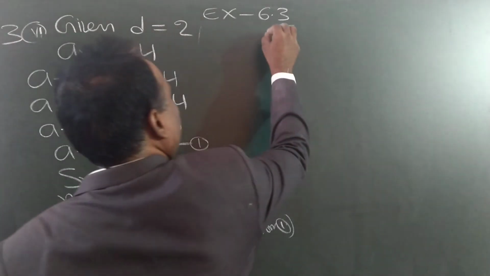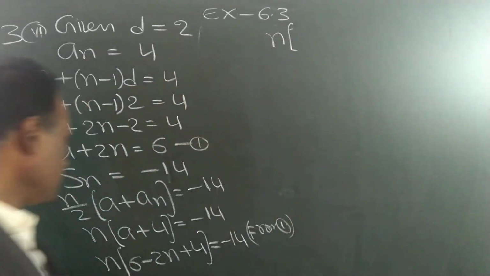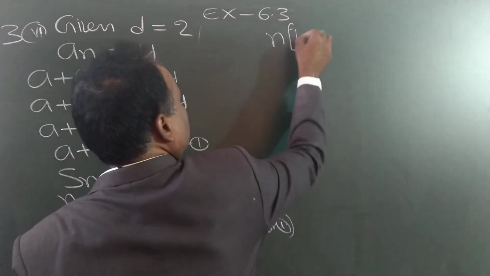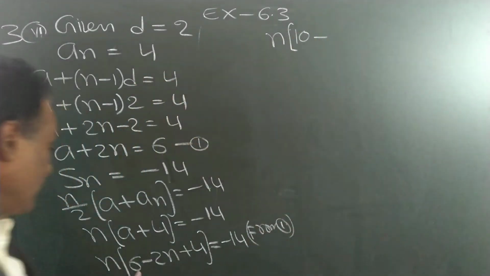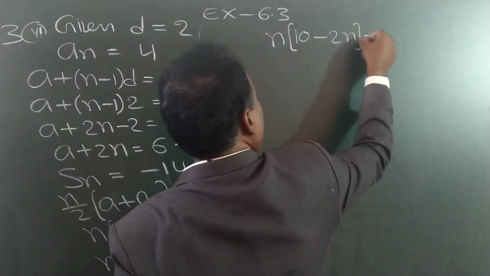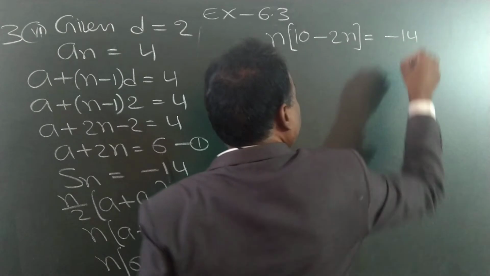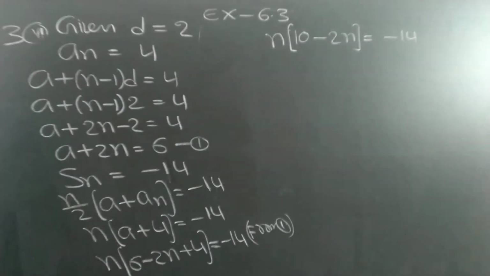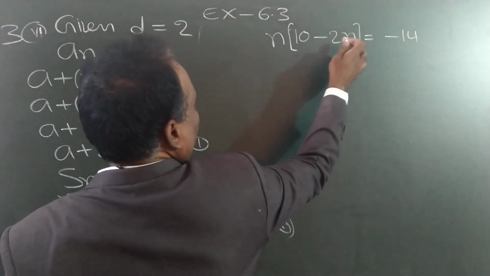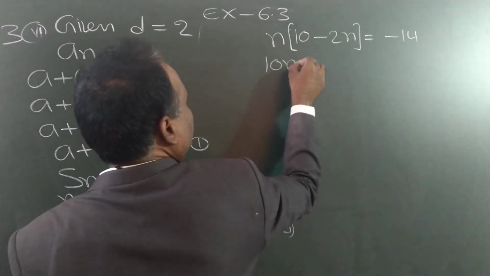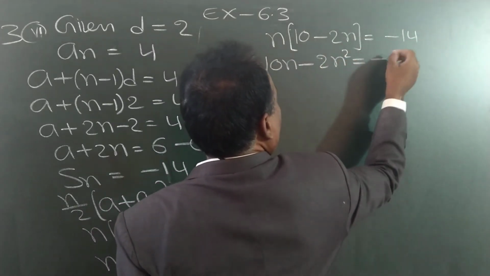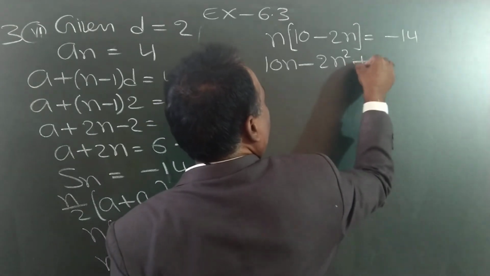Now, n into 6 plus 4, 10, 6 plus 4, 10 minus 2n, is equal to minus 14. 6 plus 4 is 10. Now multiply. 10n minus 2n square is equal to minus 14, this side plus 14.